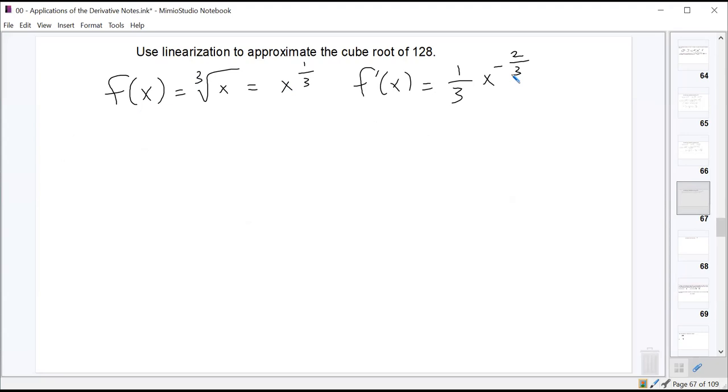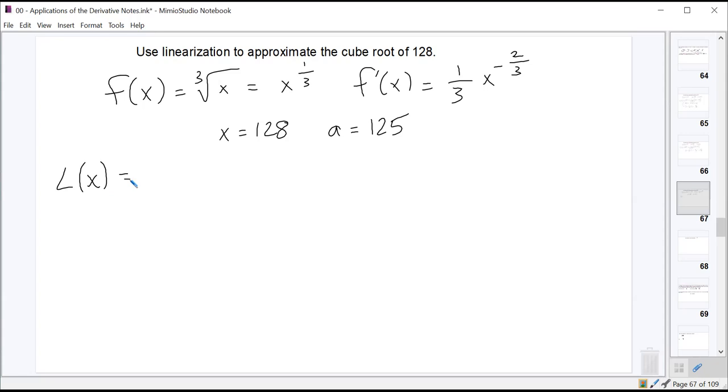And we need a good value of a that matches up with x being 128. So it seems like the closest number to 128 that we know the cube root of is 125. So a will be 125. And so we'll just use our linearization function, L of x. In this case, we're looking for L of 128.